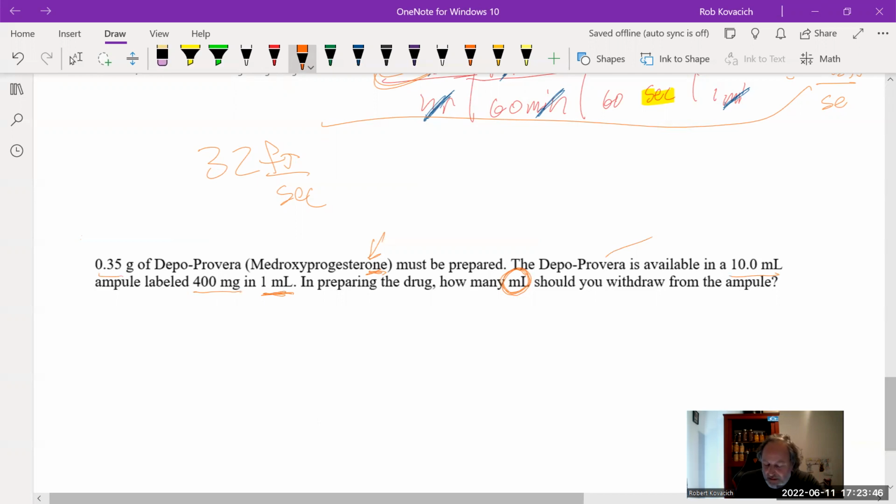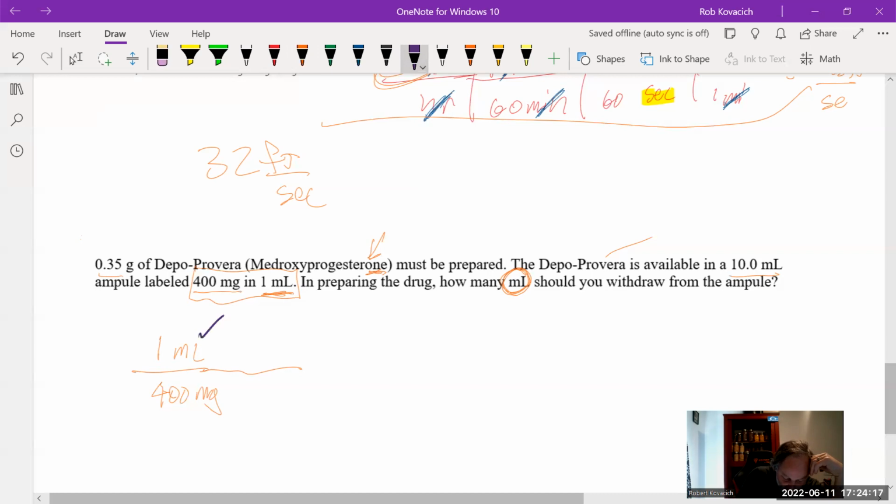Alrighty, so what am I looking for? My answer needs to have milliliters in it. So I'm going to take this ratio, 1 milliliter divided by 400 milligrams. So that was given in the problem. And so I know that for every 1 milliliter of this Depo-Provera I pull out of the container with my syringe, there will be 400 milligrams of this drug. Okay. So I have the unit. When I'm finished with this, my unit needs to be milliliters in my answer. I have the unit right where I want it.